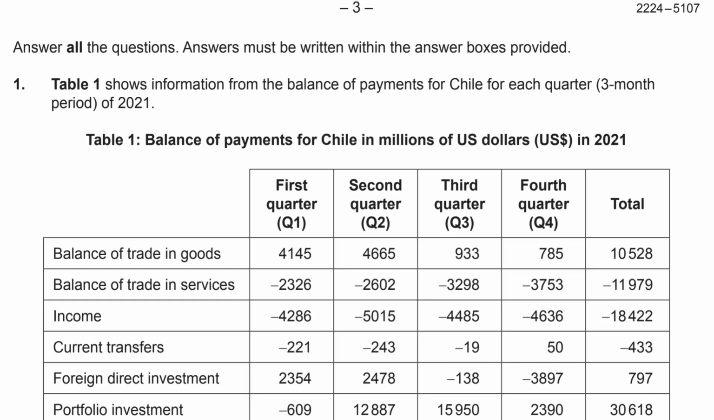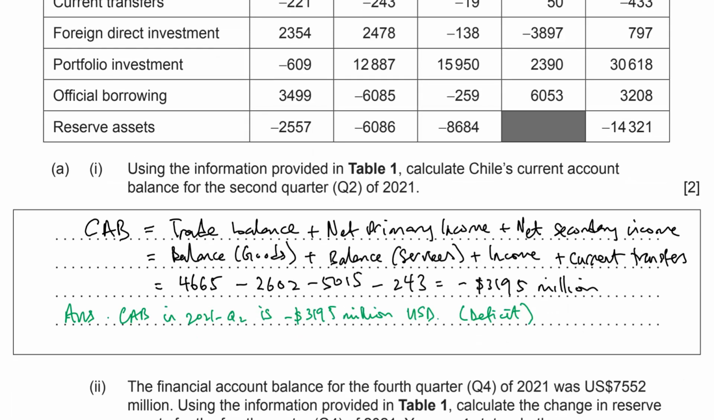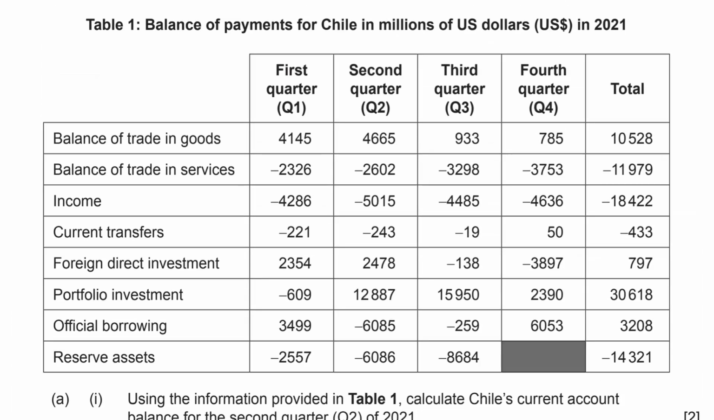So in the first question, or rather the first part of question 1, we have this table, and it's the balance of payments for Chile in millions of US dollars in 2021. Okay, so what do we have to do? Well, in part 1, we're told to calculate Chile's current account balance for the second quarter of 2021. So where is the second quarter 2021? Well, second quarter is essentially everything in this column over here. So we're going to be looking only at the figures in column 2.